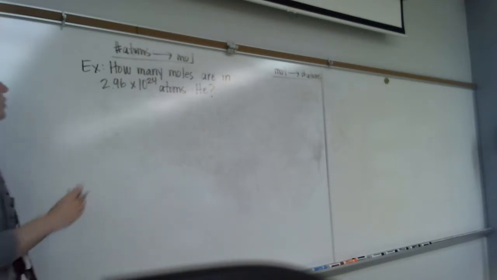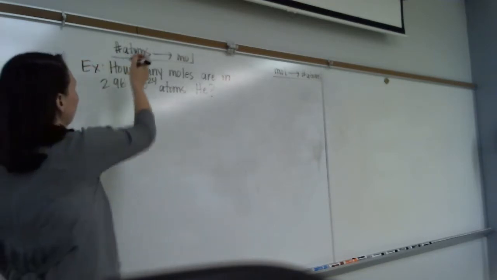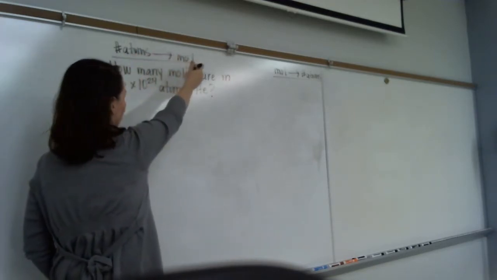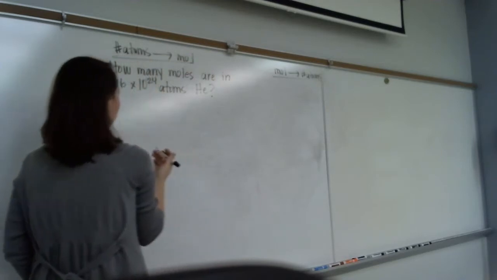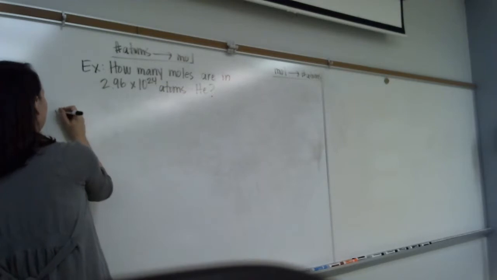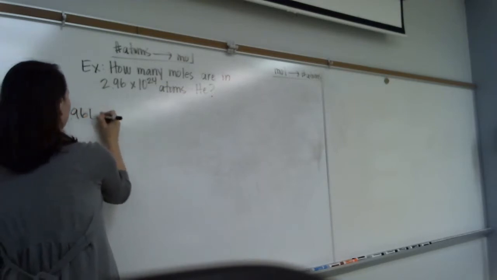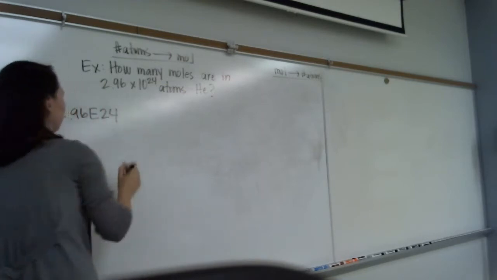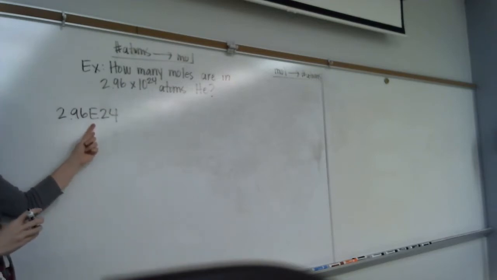Okay, so we are going from number of atoms to moles. We need to use Avogadro's number. So we take the number that we were given and start with it, 2.96 times 10 to the 24th. This is just an abbreviated way to write that.